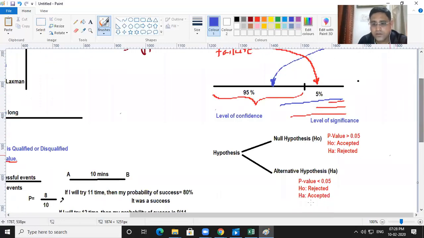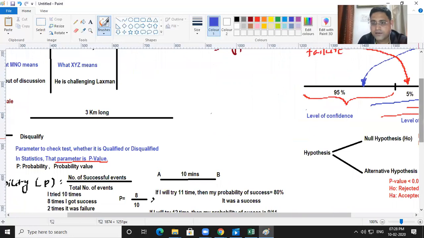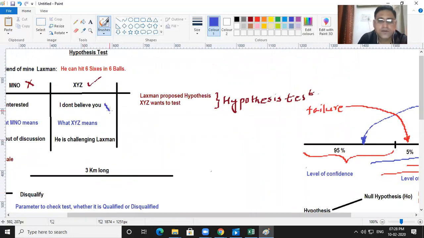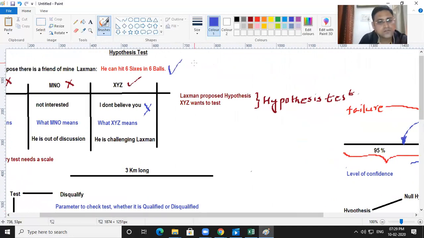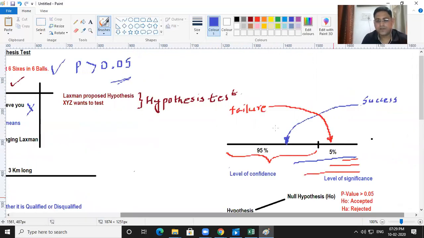So the null hypothesis, when I challenged him and said I don't believe you, at that time I was wrong because Lakshman proved it. How did he prove it? When my p-value is less than 0.05. Oh, sorry. It proved when my p-value is greater than 0.05. So he will fall in this zone.